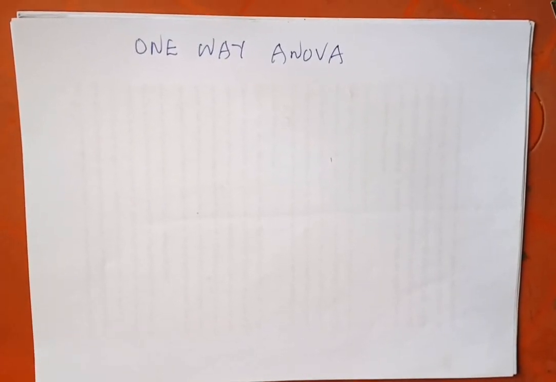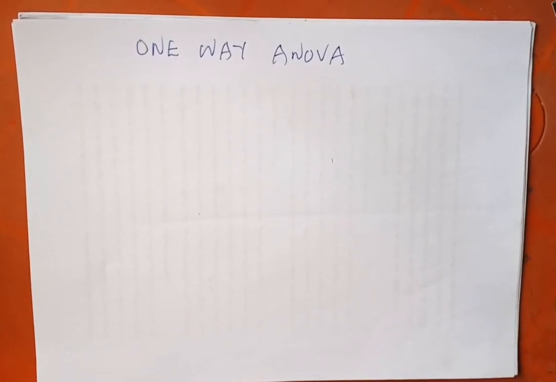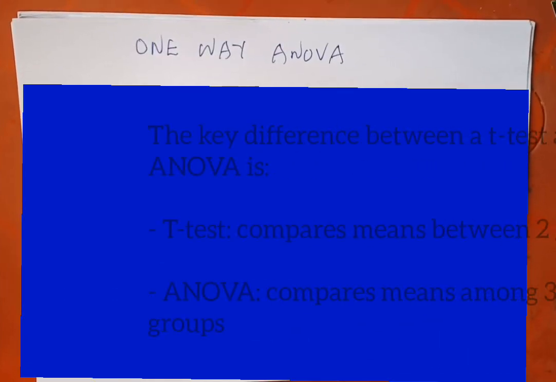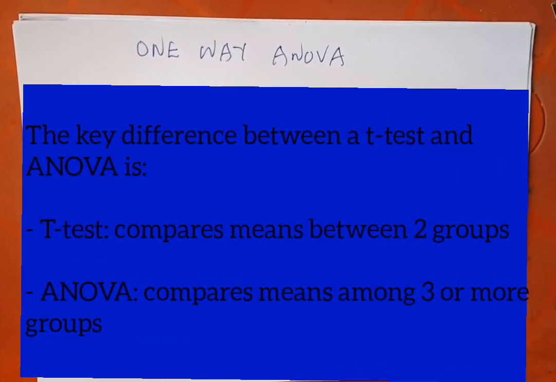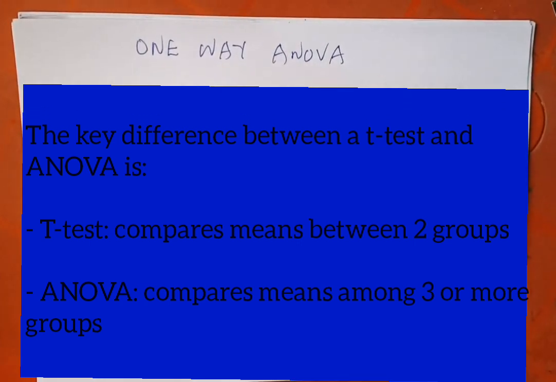One-way analysis of variance, which is known as ANOVA. Analysis of variance and t-test, they are almost the same thing. The only difference is that t-test can only be done on 2 samples of a population, whereby analysis of variance can handle more than 2. So it means if you're considering more than 2 samples of a population, we have to use analysis of variance.